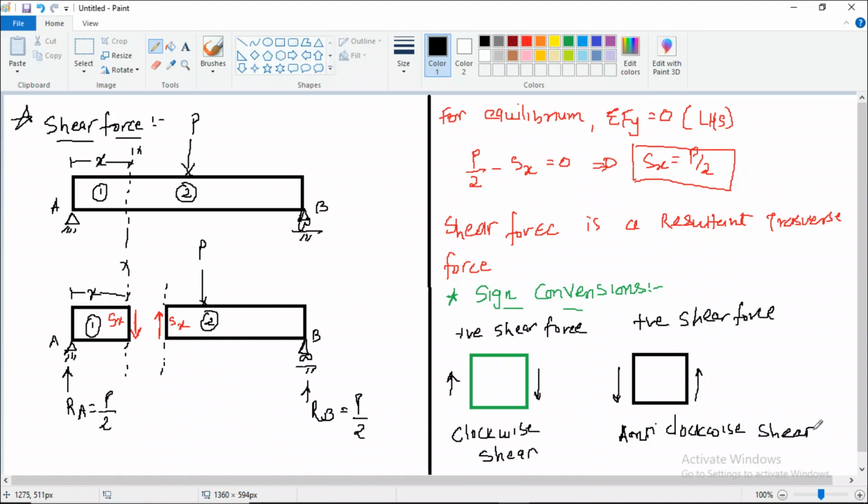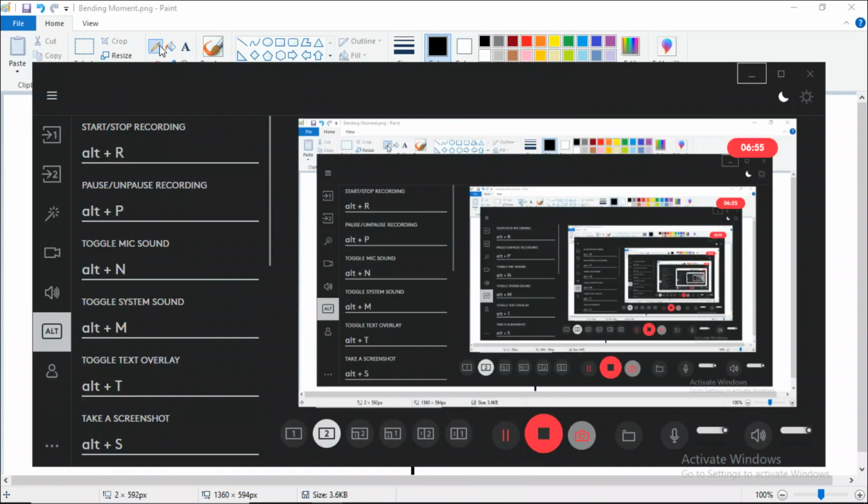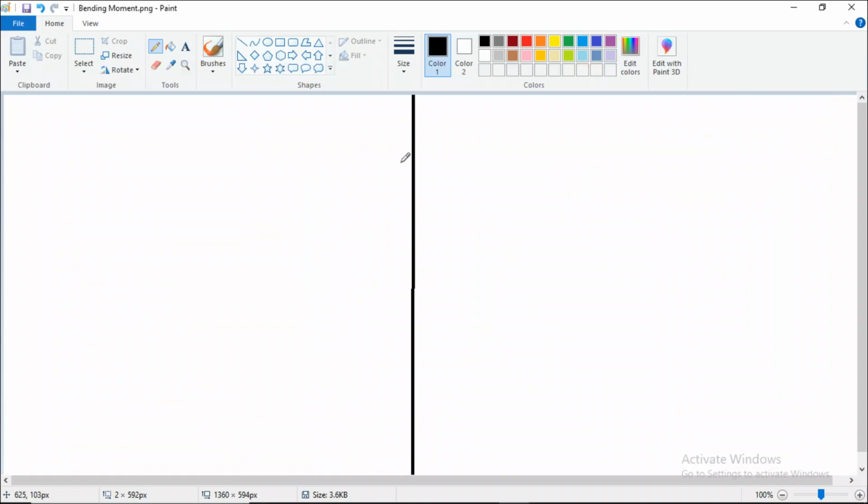So this is regarding the shear force. Now next, let us understand the same fundamentals behind the bending moment as well. So let us understand how we can calculate bending moment.